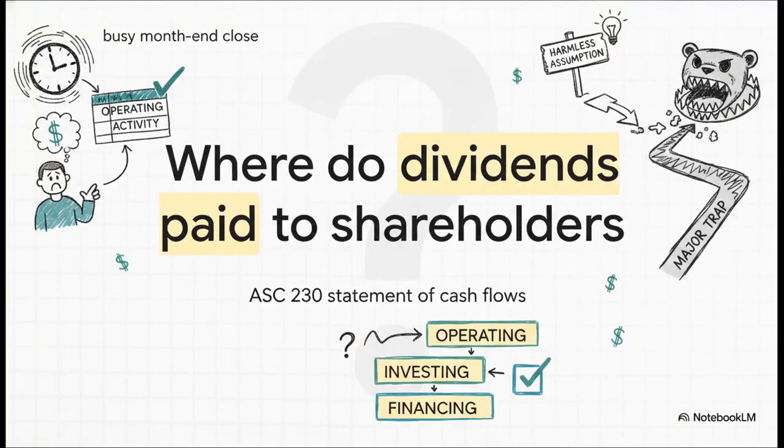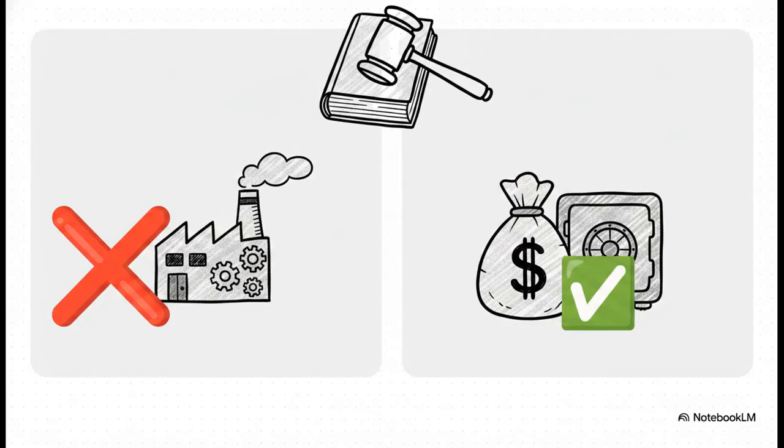All right, picture this scenario. You're in the middle of a chaotic month-end close. A team member is moving fast and decides to classify a dividend paid to shareholders as an operating activity. I mean, it kind of feels like a normal, everyday cash outflow for a business, right? Well, you have to ask yourself, is that just a harmless assumption, or did they just step right into a major trap?